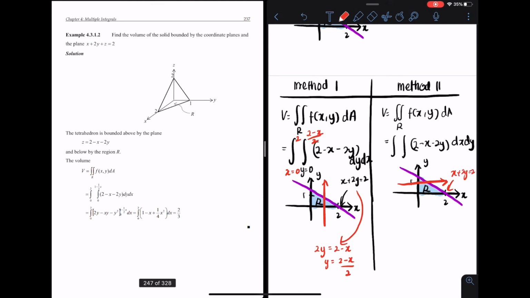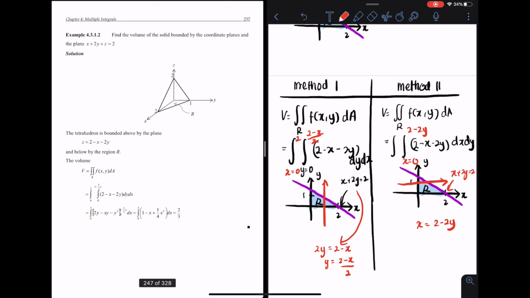Therefore, the red arrow touches the first curve on the y-axis, and the curve on the y-axis can be represented as x is equal to 0, and then it will touch the purple line, which can be represented by the equation x plus 2y is equal to 2. With x as the subject of the equation, x is equal to 2 minus 2y. Therefore, 2 minus 2y is the upper limit with respect to variable x. So right now, what should I do right after this?